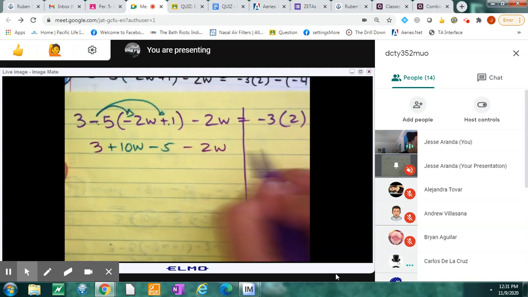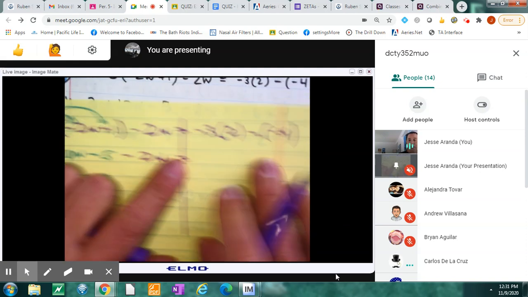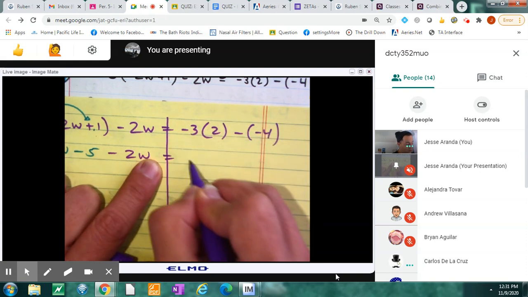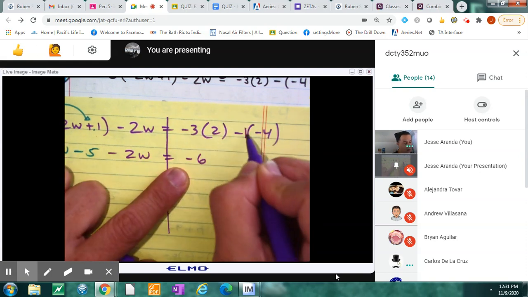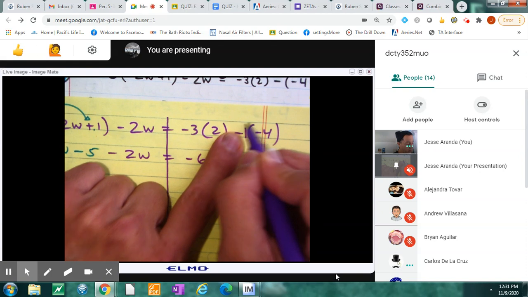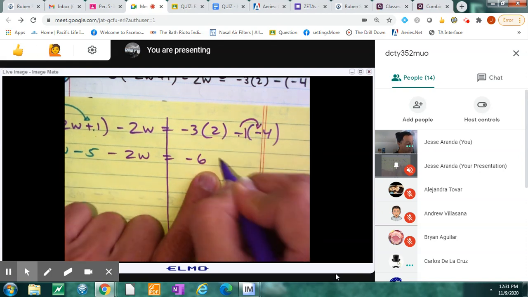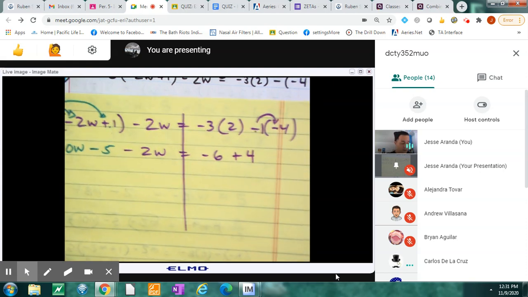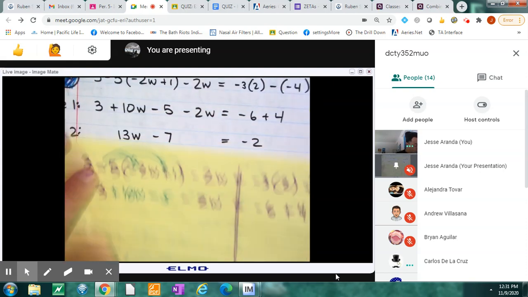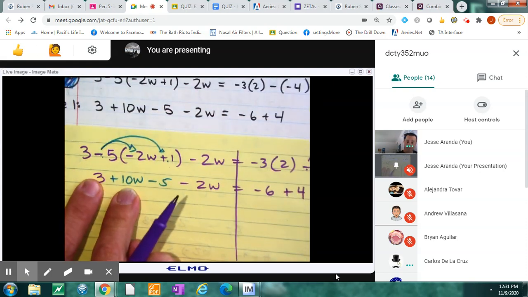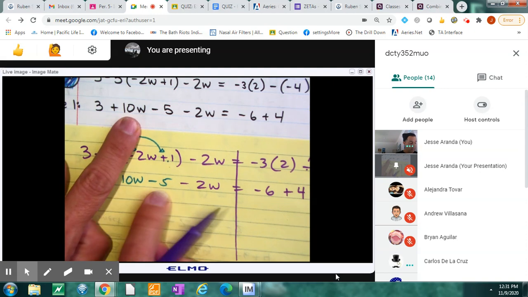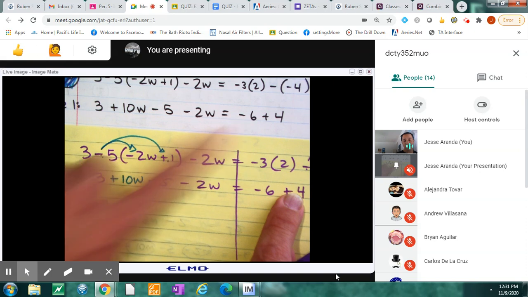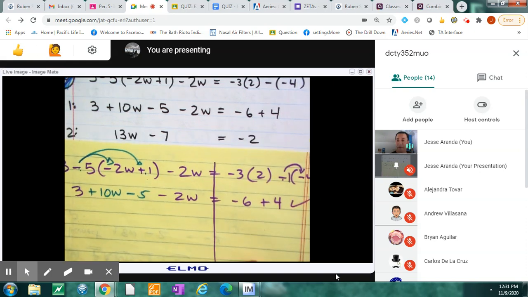Okay? Equals. And then we go ahead and look for multiplication. -3 times -2, which is -6. I'll put a -1 here so I can multiply. Negative times negative is positive. 1 times 4 is 4. So now you stop there, and all you had to do was, does it match? 3 plus 10w minus 5 minus 2w equals negative. Oh, it matches. So this is okay, right?